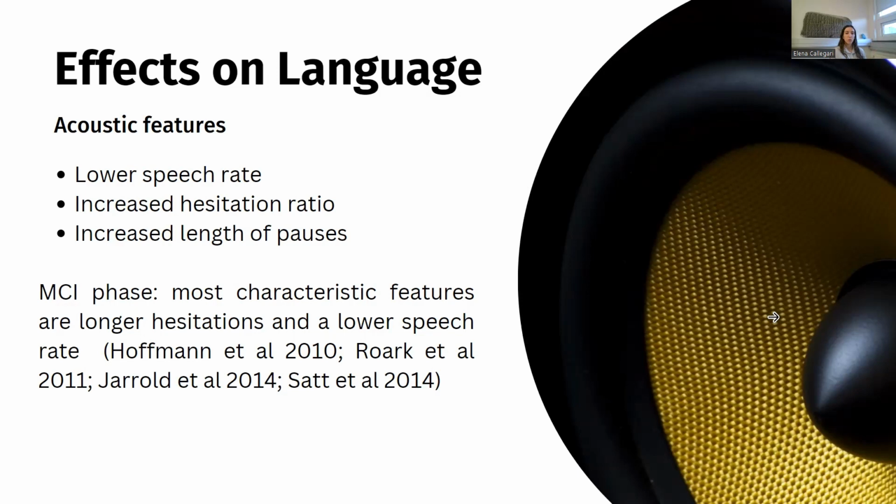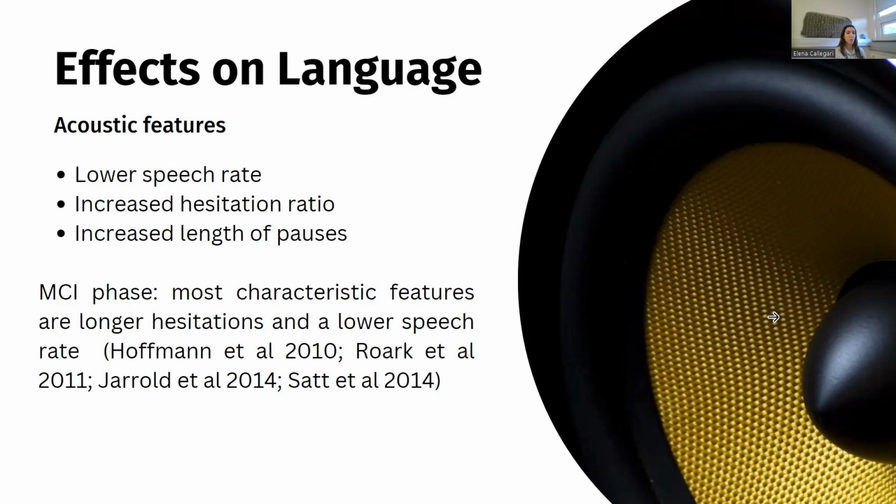The most characteristic features in the MCI phase, so the mild cognitive impairment phase, are longer hesitation and lower speech rate. Why do we specifically care about mild cognitive impairment? That is because mild cognitive impairment, if you recall, is the very first stage in the progression of Alzheimer's disease where there are cognitive deficits that are obvious, not just to you, but to everybody else. So in general, we're always very interested in determining what kind of linguistic symptoms you can already see in this stage, because it is closer to the beginning of the progression of the Alzheimer's disease pathology.